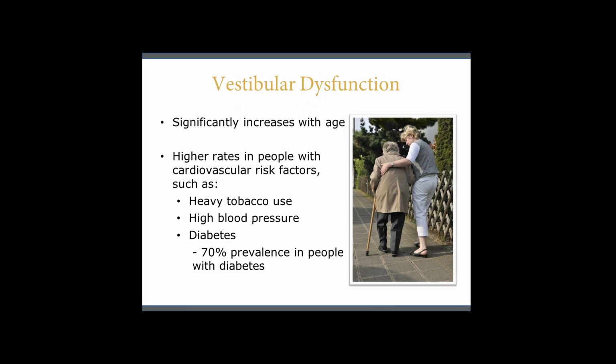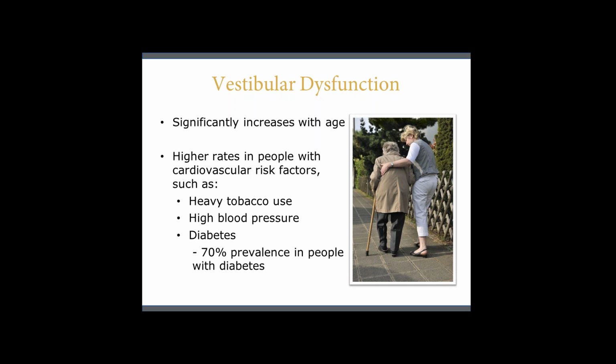So in terms of the way vestibular dysfunction shows up across the lifespan, we do see vestibular dysfunction across the lifespan. As I mentioned, about 35% of people over 40 years old in the United States have vestibular dysfunction, whether it's showing up clinically and causing symptoms or not. But the prevalence of vestibular dysfunction does significantly increase with age.